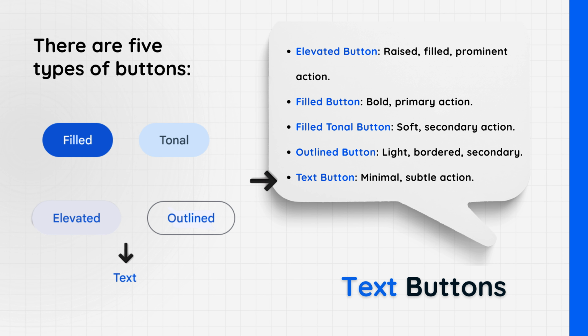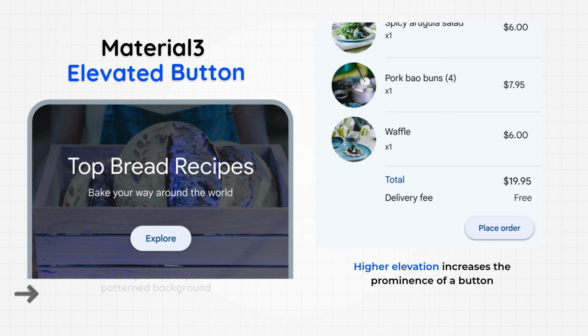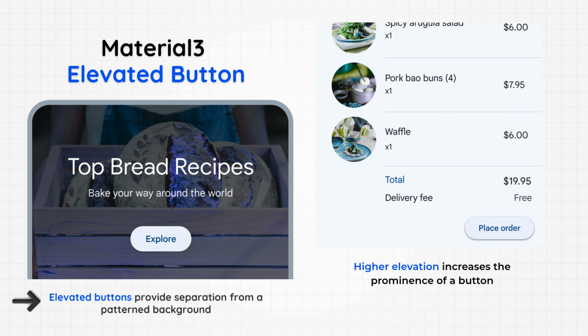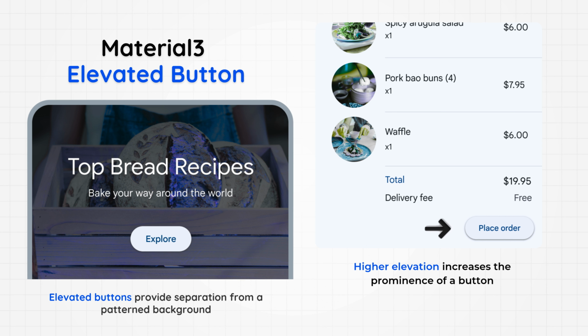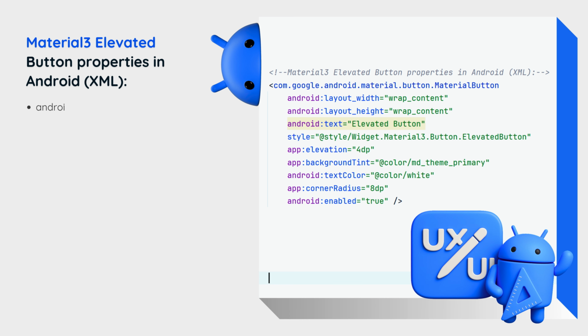Each button type has its purpose. Choose wisely for a smooth, intuitive experience. Meet the elevated button in Material 3. It gently lifts off the surface, giving a sense of depth, perfect for standing out against busy or patterned backgrounds. The higher the elevation, the more attention it grabs. Use it when you need your action to rise above the rest, literally.